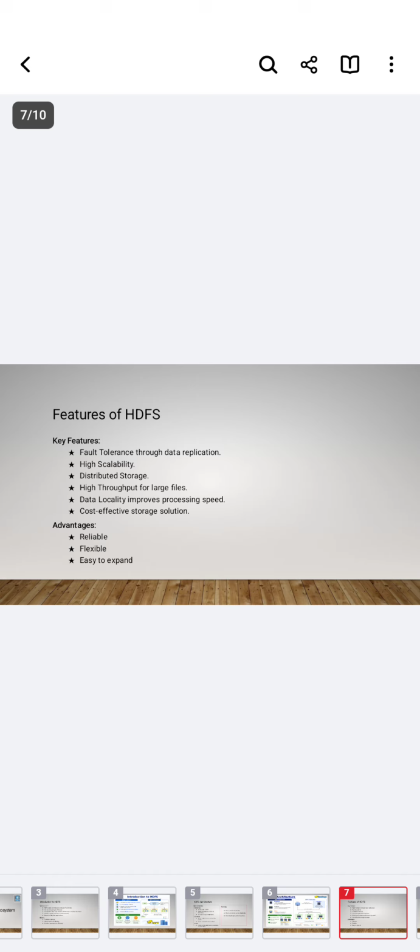Data locality means that instead of moving massive data across a slow network to the computation engine, Hadoop moves the small processing program directly to the machine where the data is already sitting, saving massive amounts of time.